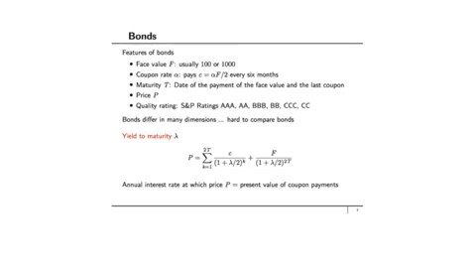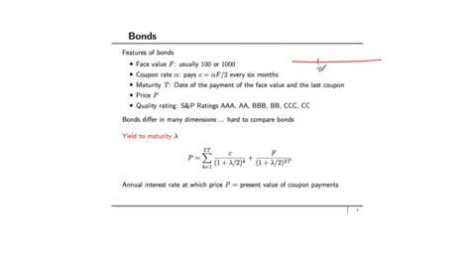In addition to this, there's also a quality rating. S&P rates them as AAA, AA, BBB, BB, CCC, CC, and so on. The quality essentially is trying to get at the default risk. A high quality bond has very low default risk. The chance that it would stop paying its coupons is going to be very low. A lower quality bond has a higher default risk, meaning that there's a higher chance that it would not pay the payments.